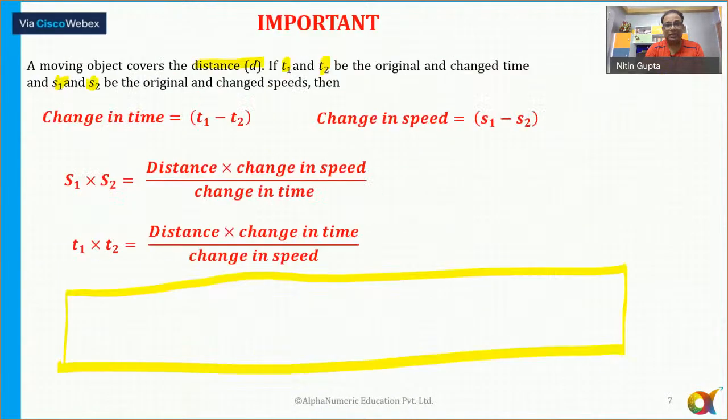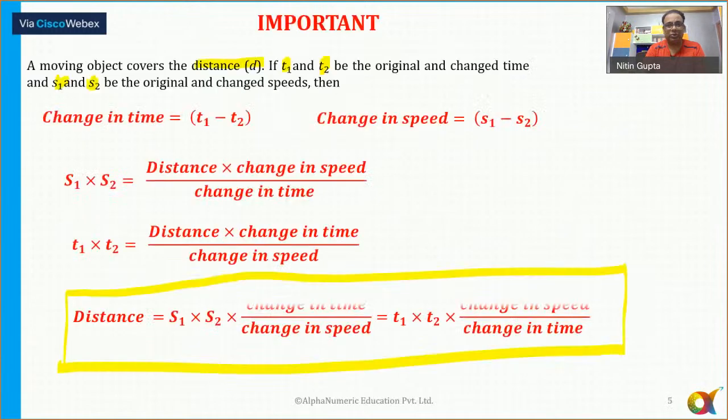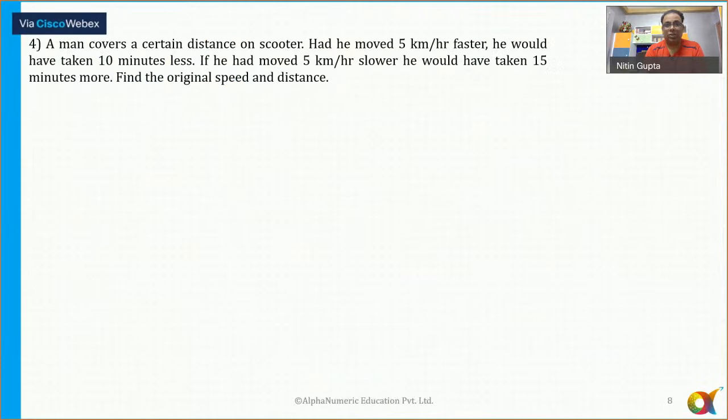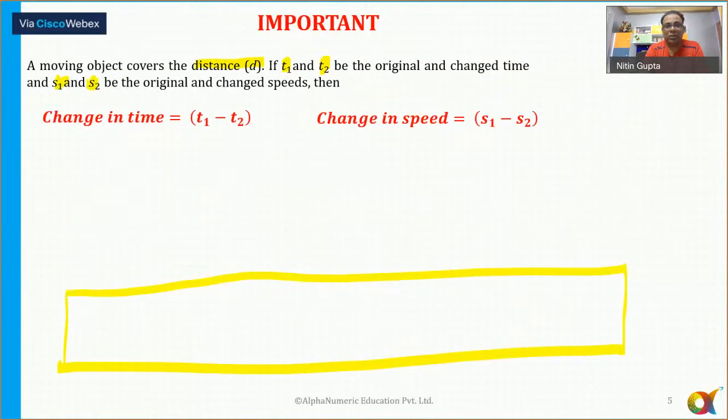Where I have written, by mistake I erased that thing. Okay. All right. No issues. All right, I'll write down here.